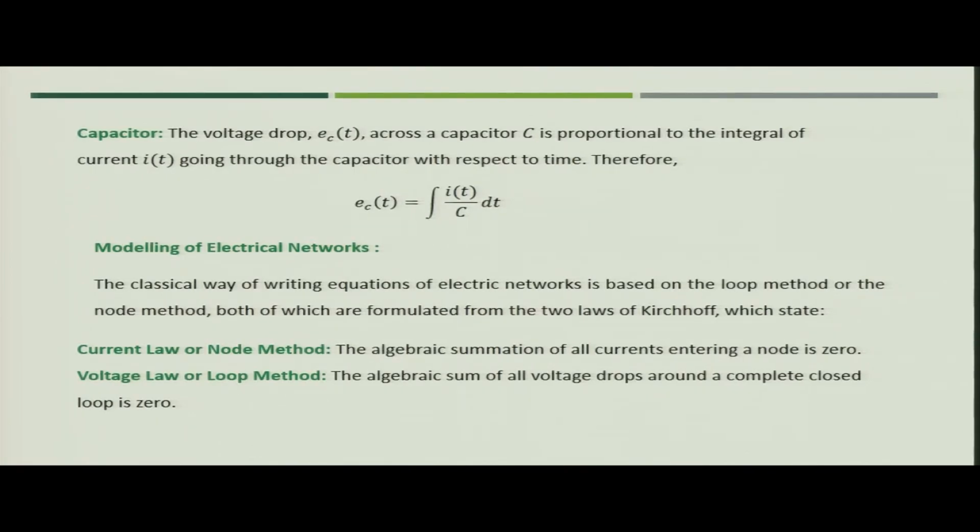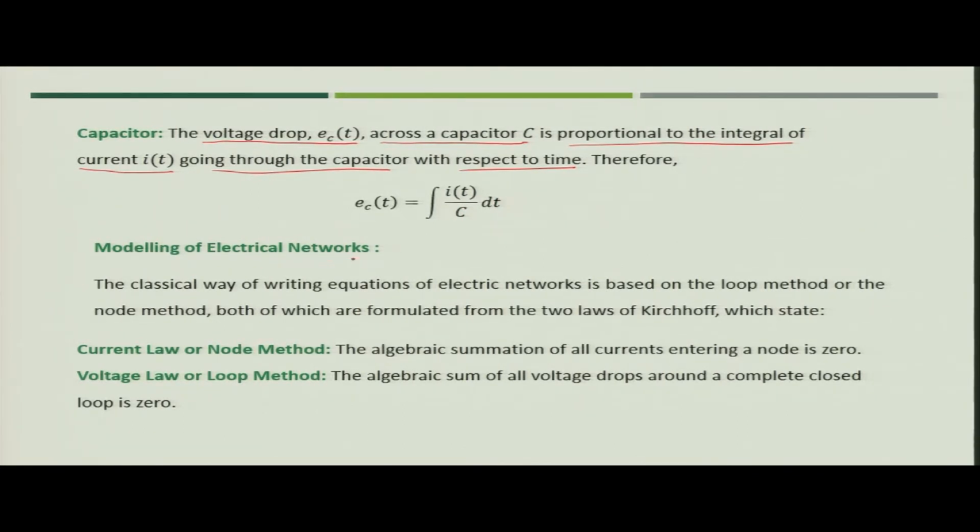For the capacitor, in terms of current, we saw that I is nothing but C dEc by dt. So, if you want to represent the voltage in terms of current and capacitance, what you can write is that the voltage drop, that is EC at any time t across a capacitor C, is proportional to the integral of current going through the capacitor with respect to time. So, we write EC is nothing but the integral of 1 upon C I dt.